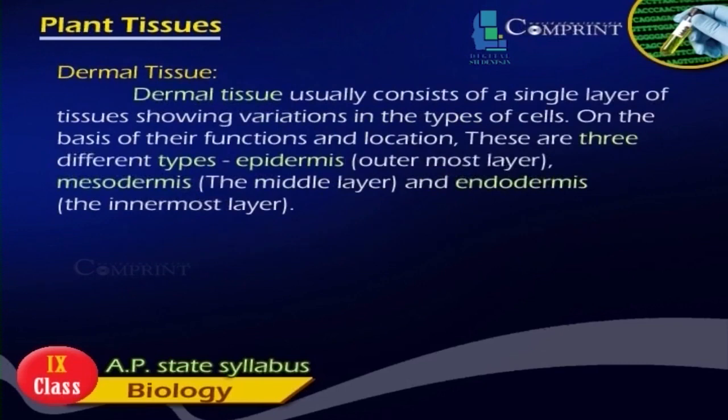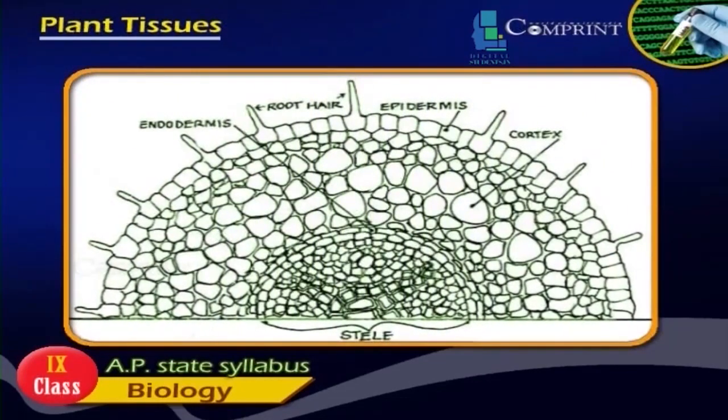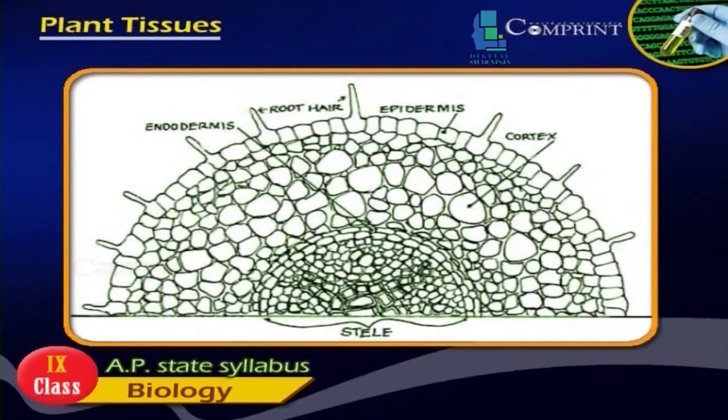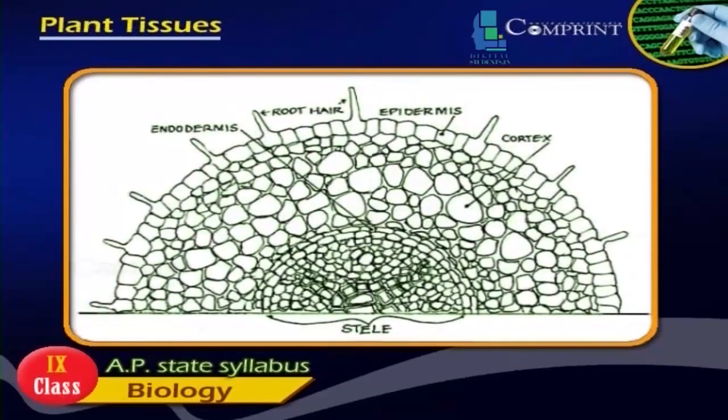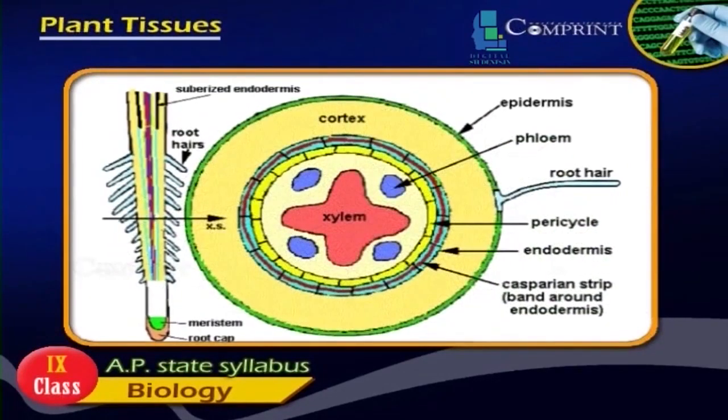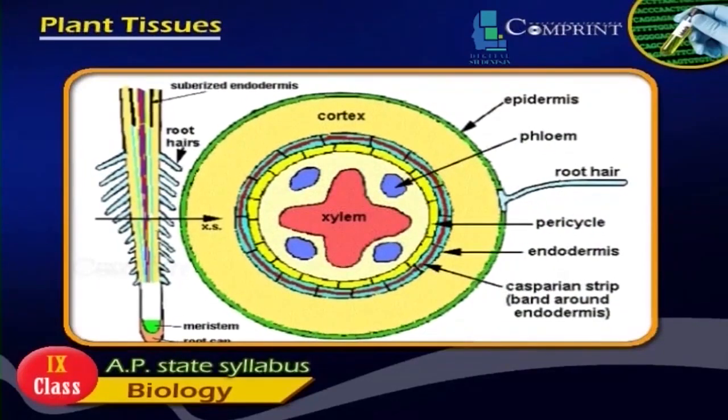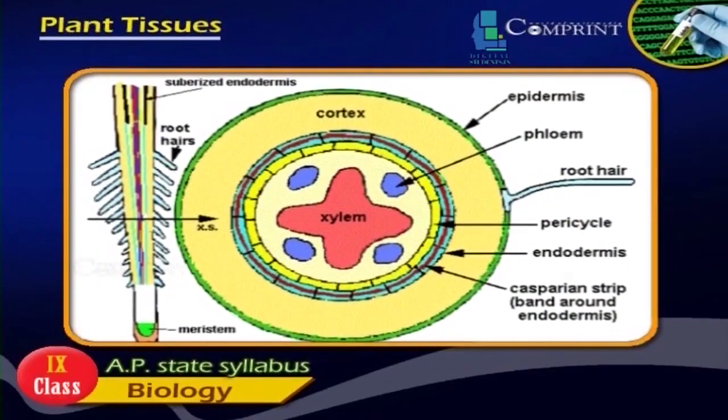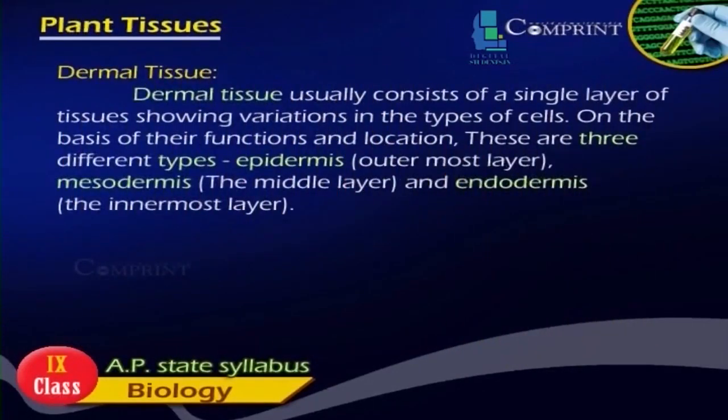Dermal tissue. Dermal tissue usually consists of a single layer of tissues showing variations in the types of cells. On the basis of their functions and location, these are 3 different types: epidermis, mesodermis and endodermis.